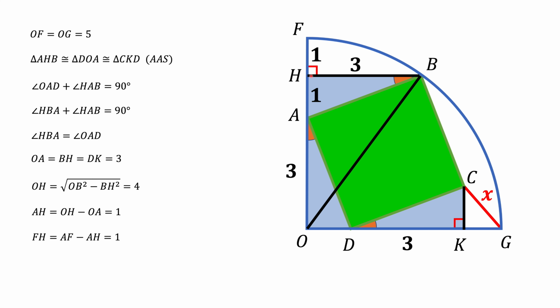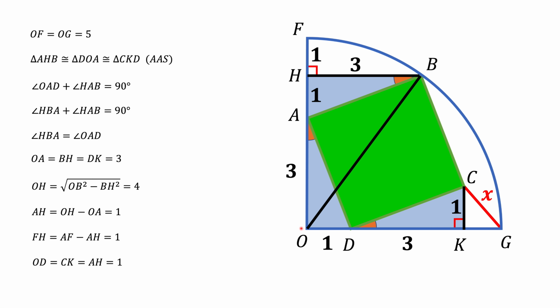And now let's go back to our blue congruent triangles. Again, triangles are congruent, so corresponding sides should be congruent. It means that if this side AH is 1, it means that OD should be 1, and CK should be 1 as well.